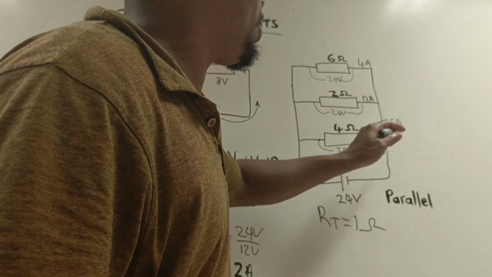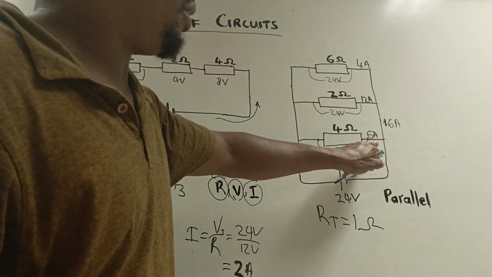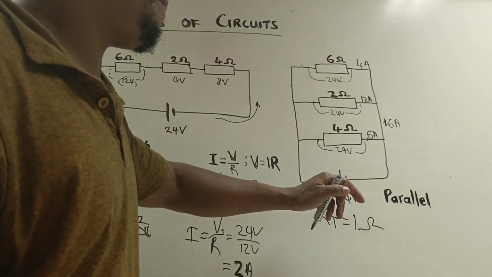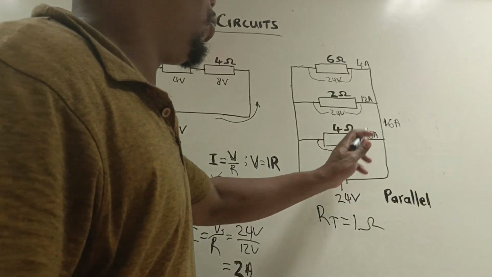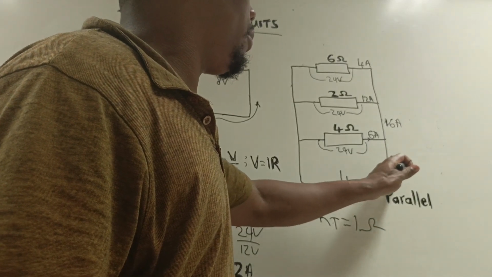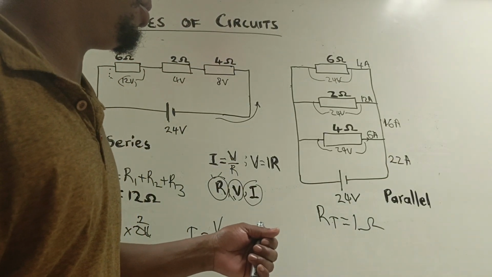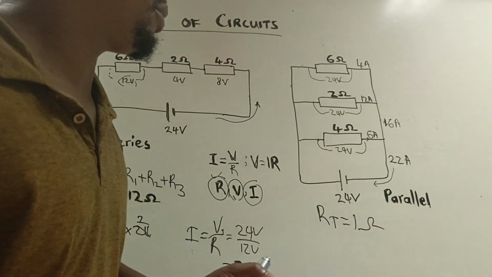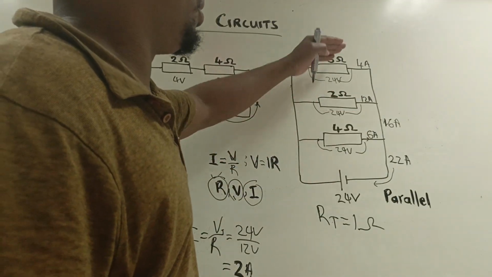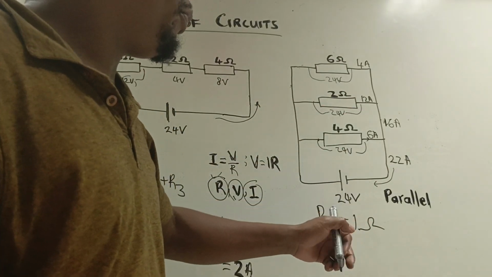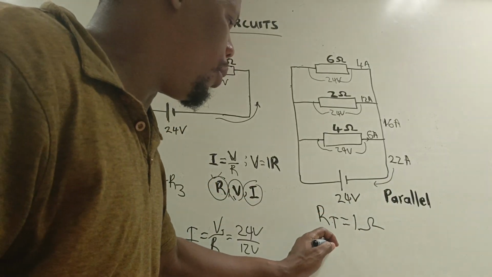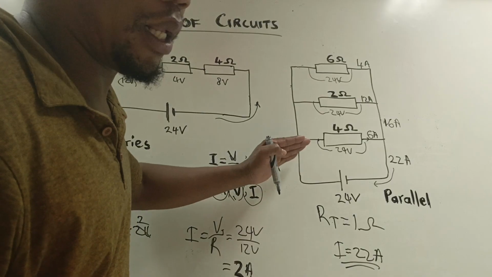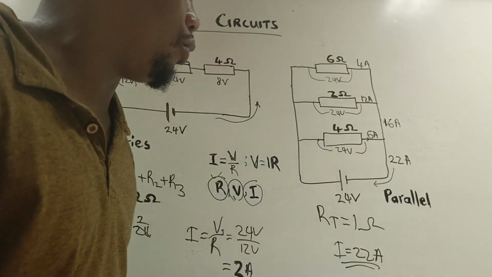16 amps, then meeting the 6: 16 plus 6 gives 22. So the total current is 22 amps. All the loops add up: 4 plus 6 plus 12 is 22. So the total current flowing in this parallel circuit is 22 amps, when you add the currents of the individual loops.